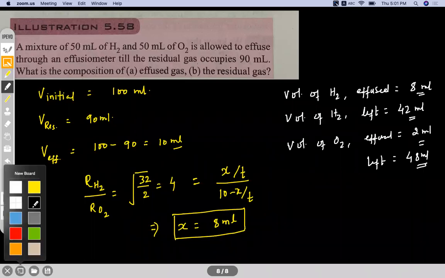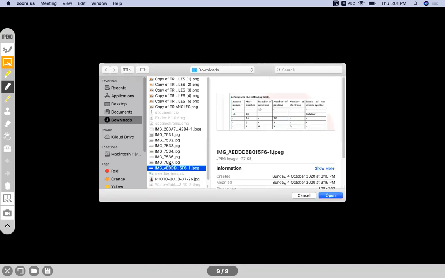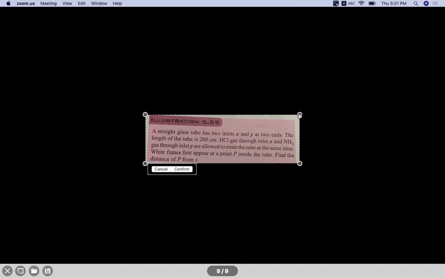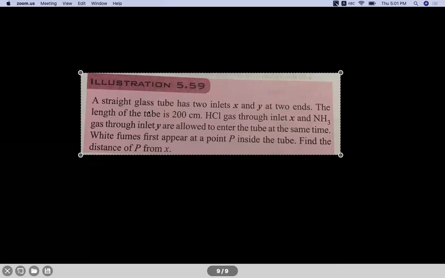Okay, one more question you see. This kind of question they have asked in the JEE exam. I'm not talking about the exact question, but exactly the same pattern. The data will be different. This one you see. Try this.